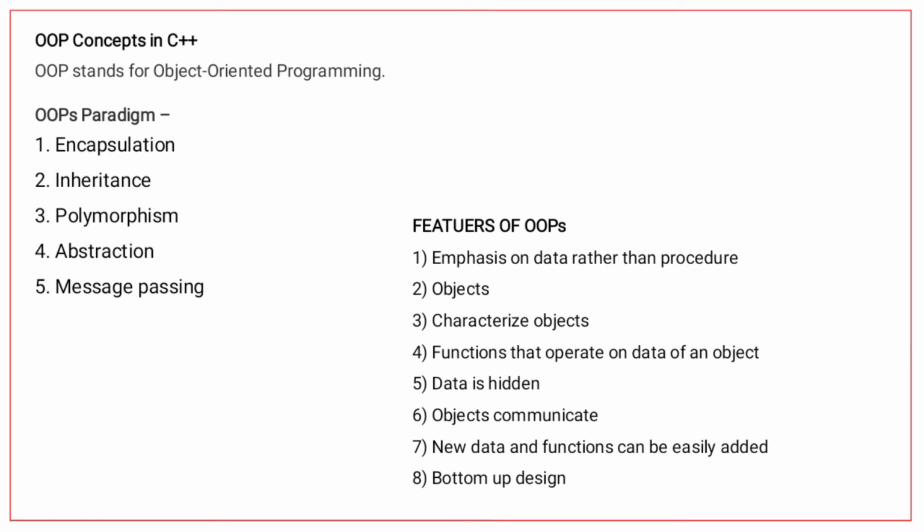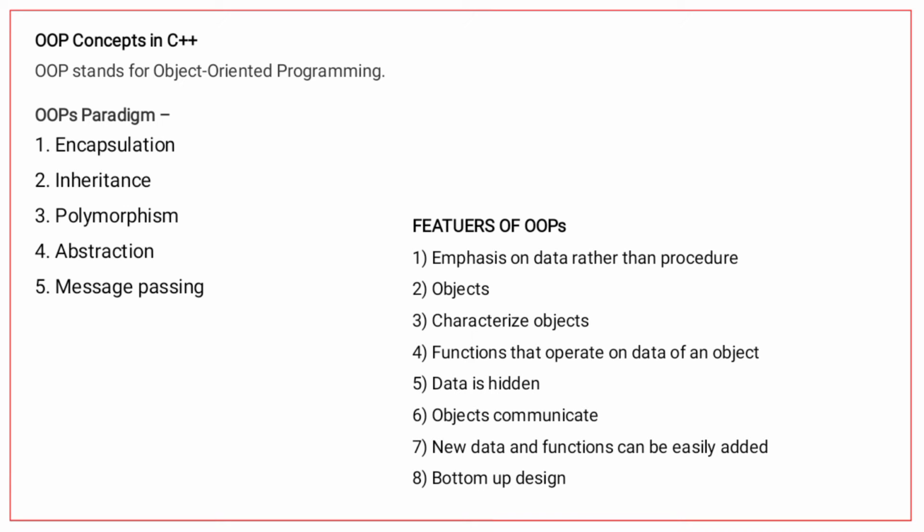Next, polymorphism. Polymorphism is the process of defining the same method with different implementations. That means creating multiple methods with different behaviors. C++ uses method overloading and method overriding to implement polymorphism. Method overloading means multiple methods with the same name but different parameters. And method overriding means multiple methods with the same name and same parameters.